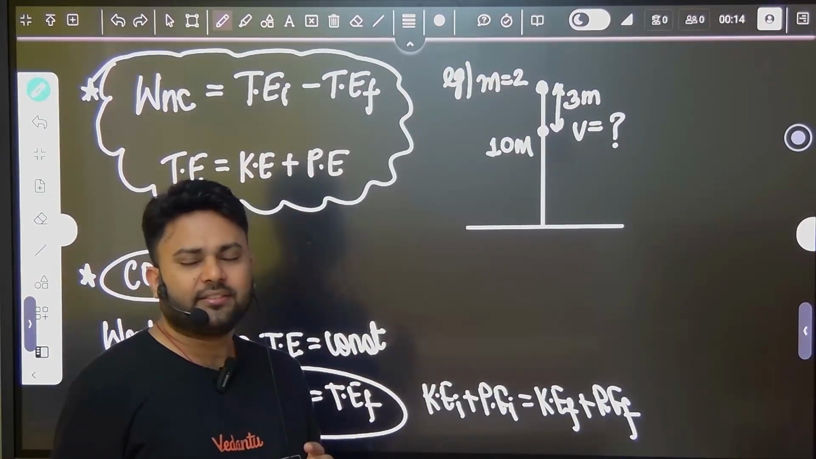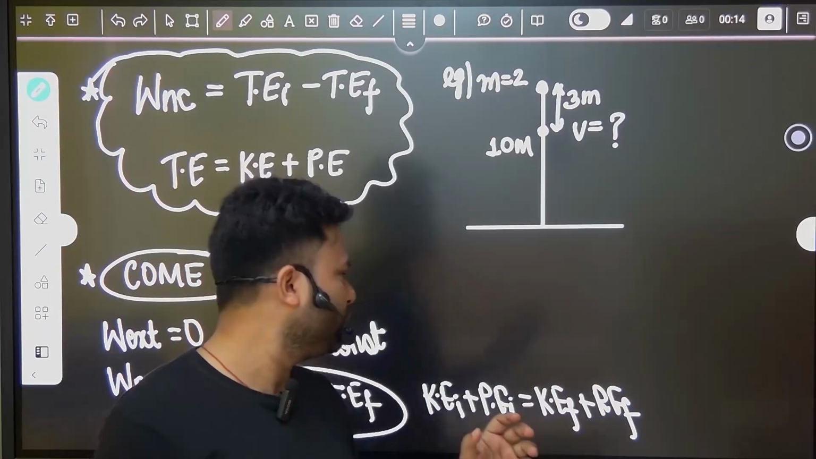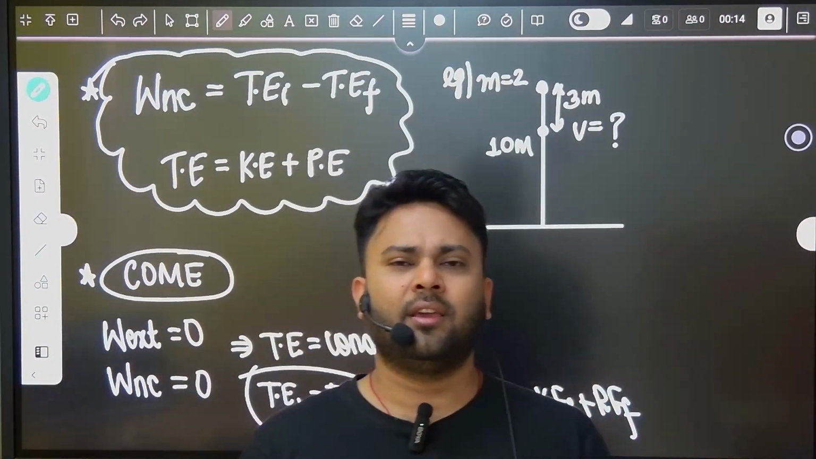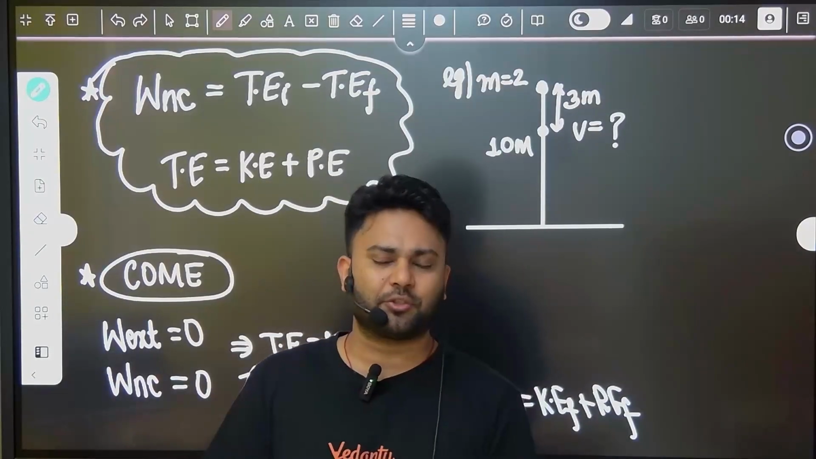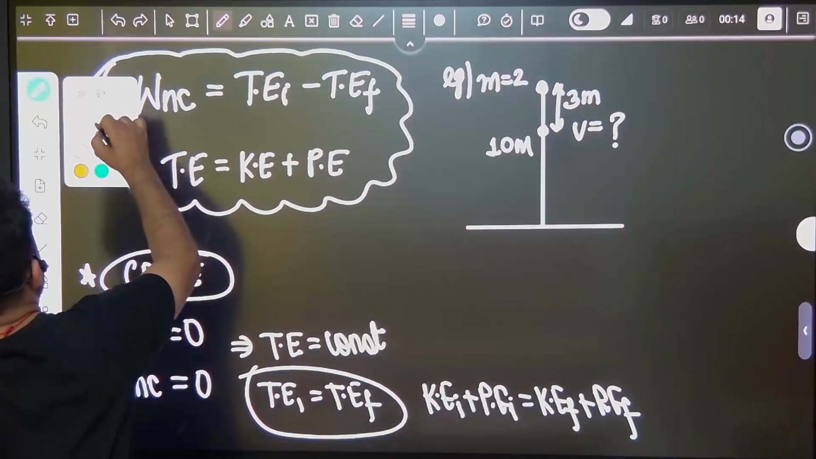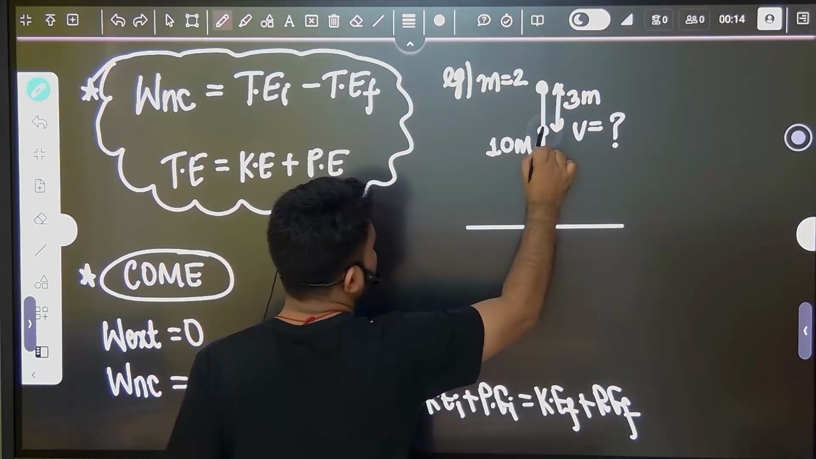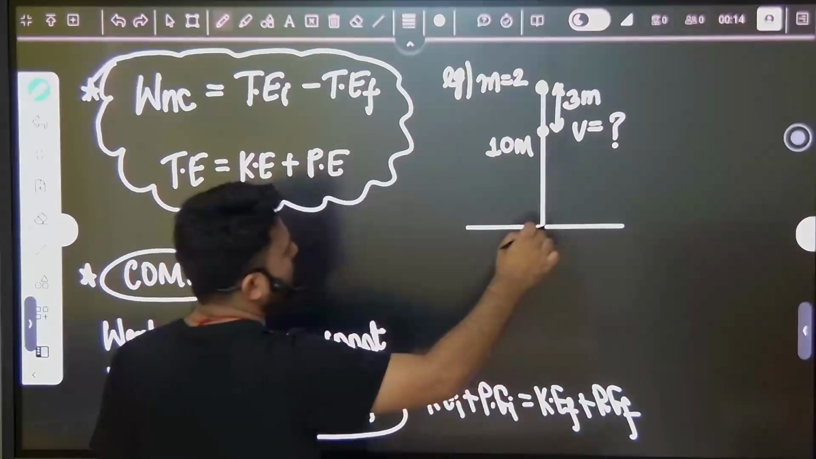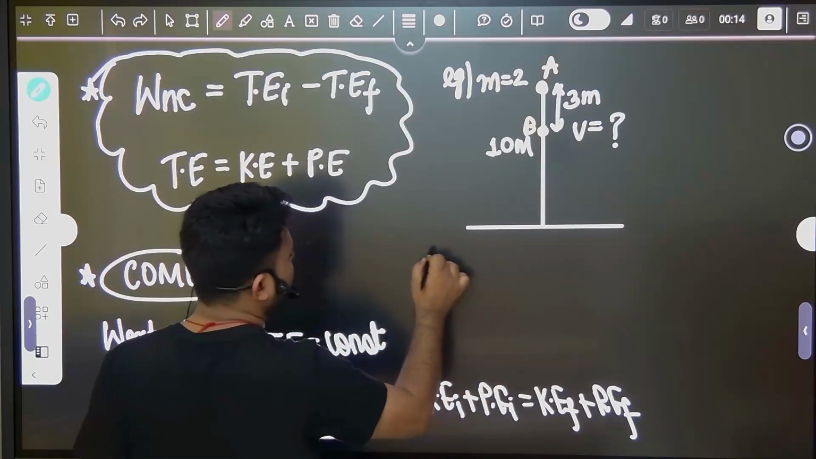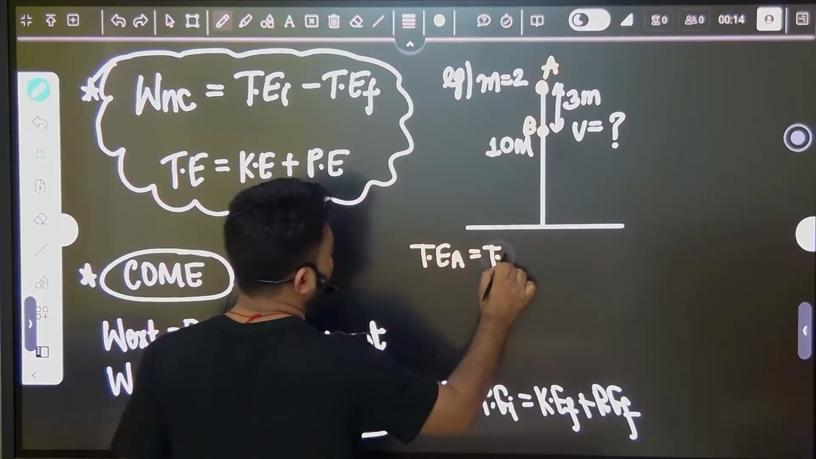So see what I am saying, since there is no external force, since there is no friction, there is no non-conservative force. Whenever in the question you see there is no friction, you can apply conservation of mechanical energy, means total energy through all the points will be same. Means whatever total energy this ball was having at this point, same total energy the ball will have. Means total energy at point A equals total energy at point B. I am writing here total energy at point A equals total energy at point B.